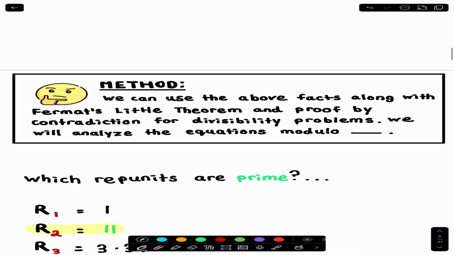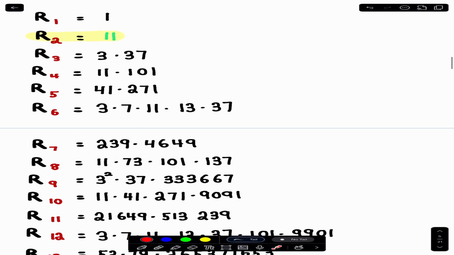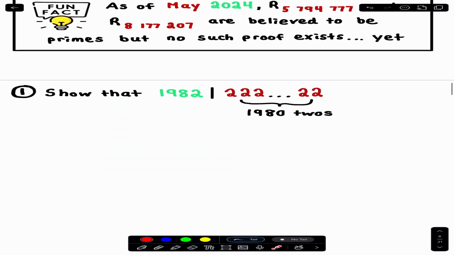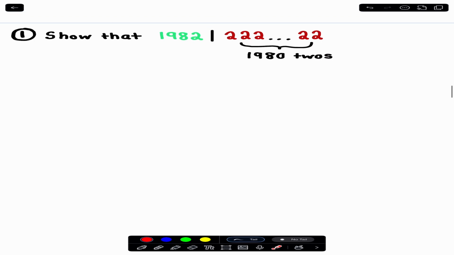And we're going to see this method that I talked about earlier. We're going to see it in action. Let's find out how to use it. Okay? Problem number 1. Here it is. So I would say this is your most standard type of problem for rep units. We need to show divisibility. So we need to show that 1982 divides, that's what this line means. We need to show that it divides into this huge number, a bunch of 2's repeating, and there's 1980 of them.